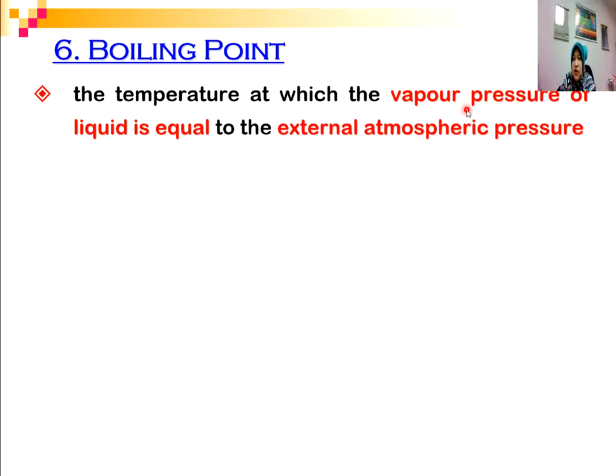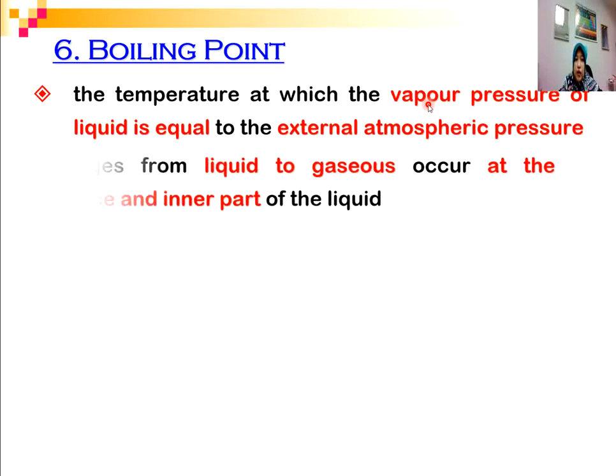Remember, we have discussed vapor pressure just now. Vapor pressure is the pressure above the surface of the liquid when the rate of vaporization is equal to the rate of condensation. So when the vapor pressure is equal to the external atmospheric pressure, then the liquid will start to boil. And if we measure the temperature at that time, this is what we call the boiling point.